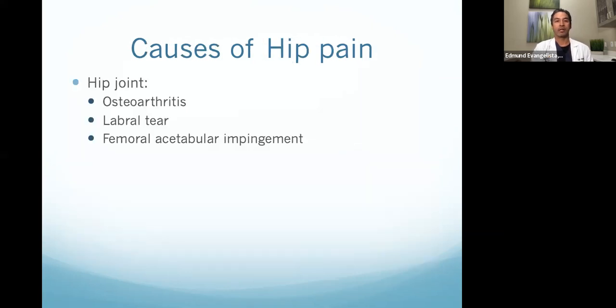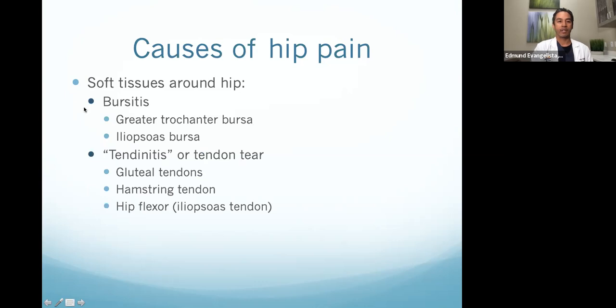So what are the different causes of hip pain? You can have pain from the joint itself, from osteoarthritis, which is wear down of the cartilage in the joint. You can have a tear of the labrum, which can also cause pain from the joint. And then a condition called femoroacetabular impingement, which is basically a pinching or impingement of the femoral head and neck up against the roof of the socket, or the acetabulum.